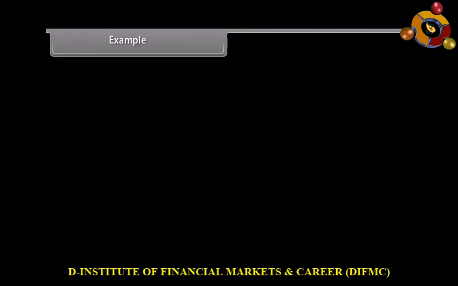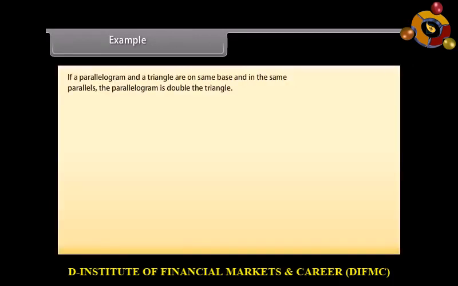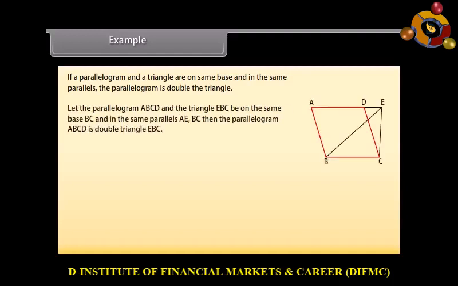Example. Let's prove an example now. If a parallelogram and a triangle are on the same base and between the same parallels, the parallelogram is double the triangle. Let the parallelogram ABCD and the triangle EBC be on the same base BC and between the same parallels AE and BC. Then the parallelogram ABCD is double the triangle EBC.